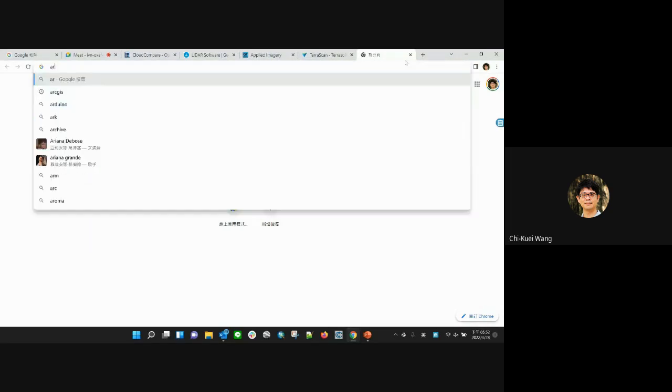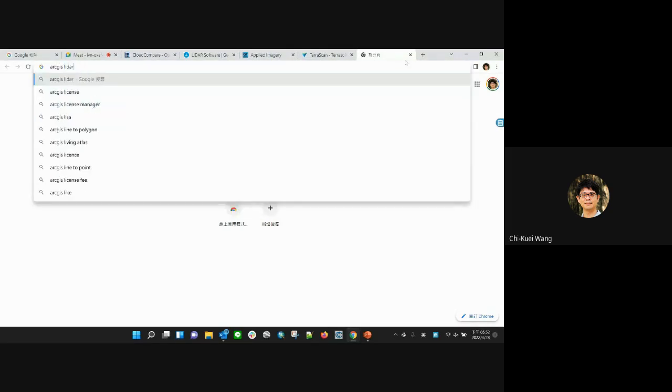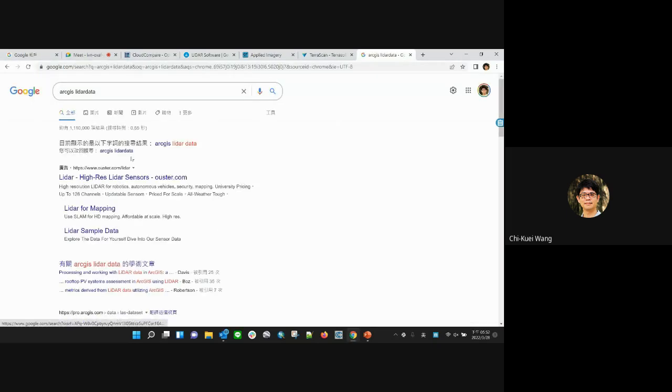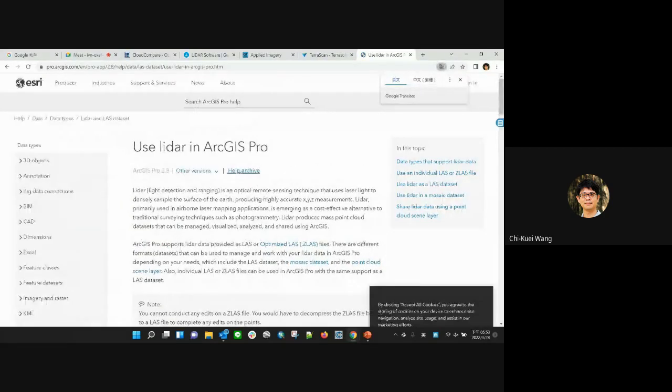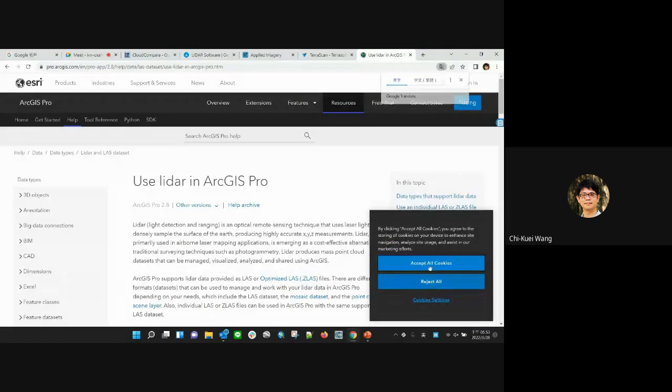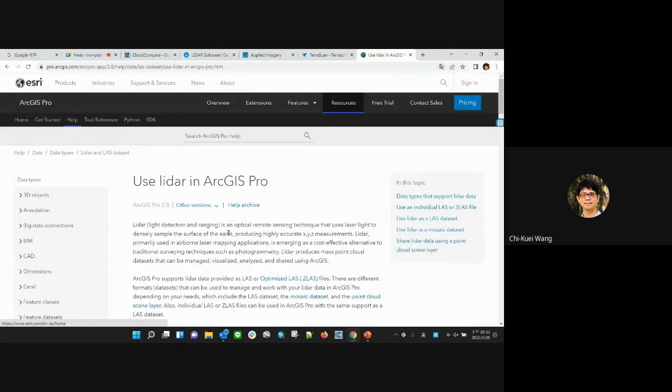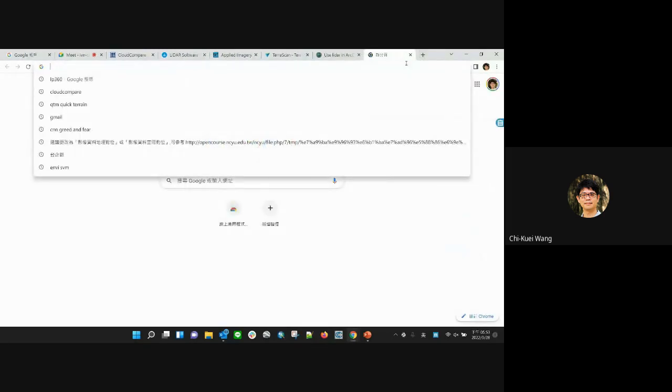One more thing, ArcGIS has an extension called LiDAR dataset, so ArcGIS can help you do this. But I have to say, it's awkward for me to use ArcGIS. It's not very straightforward.